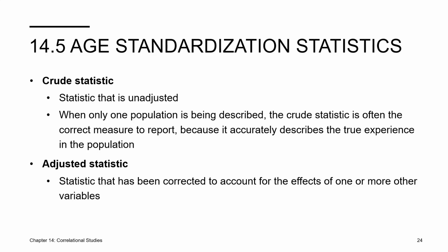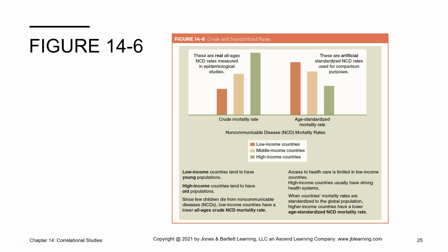Now, this often depends on the aims of the study and not just whether or not one or more populations are being described. So figure 14.6 goes over crude and standardized rates, and it talks about the differences here in low, middle, and high income countries. So this gives you a really good example of using age standardized mortality rates.